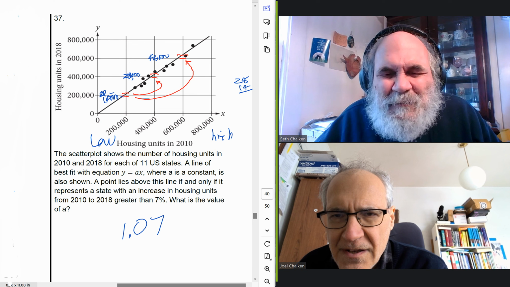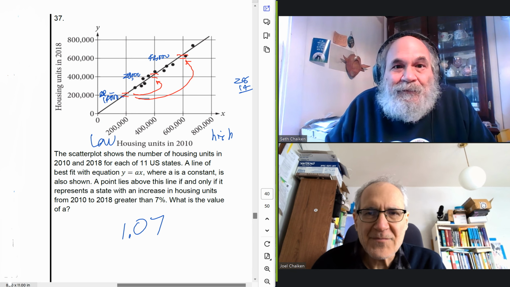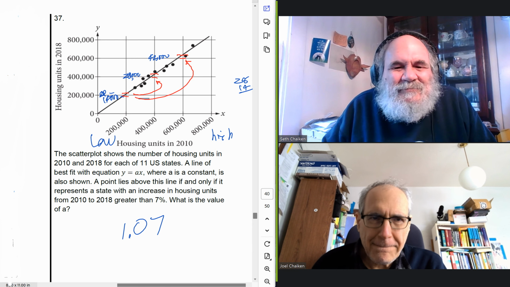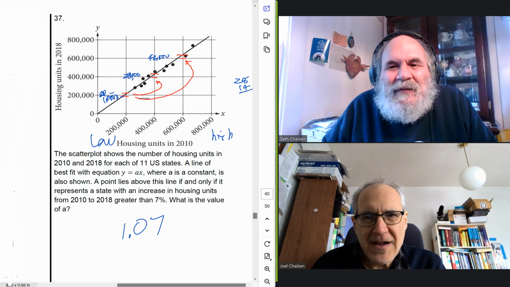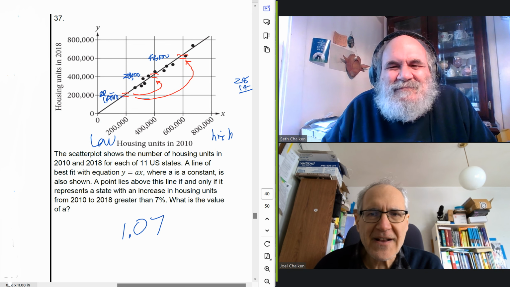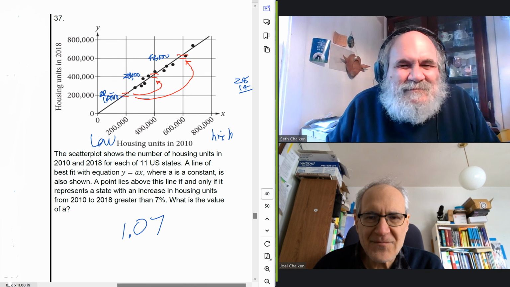Just a little gap, right? Wow. Thanks for doing that problem. I would have had to spend some time thinking about it. Yes, this is an unusual problem because you can't pick the slope directly off the graph. It's not practical. So you have to use that 7%.